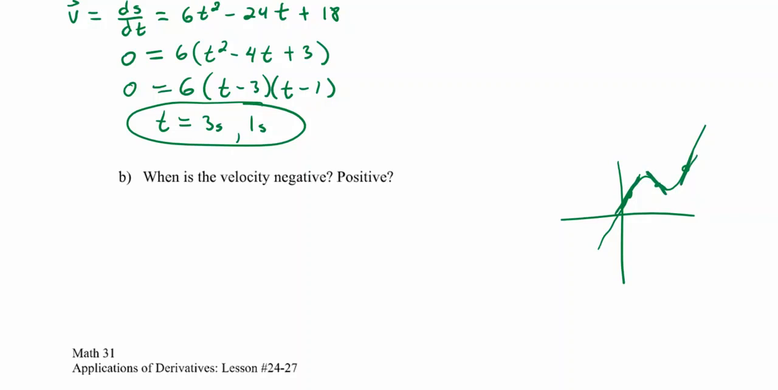So, okay, we're going to do a method similar to what we did in the last unit. I'm going to make a number line. I like the number line method. You could use the chart method here too if you prefer that one. And I'm going to write down my critical numbers here. So this would be at 1 second and at 3 seconds. And I'm going to write down my equation for velocity in this form. v is equal to 6 times t minus 3 and then t minus 1.